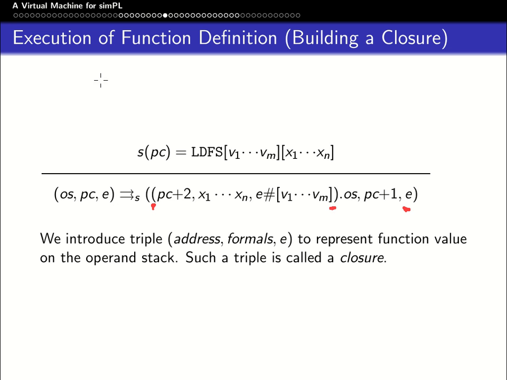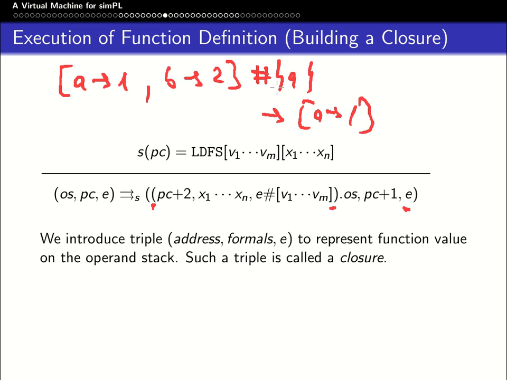So if I had an environment, let's say variable A maps to 1 and variable B maps to 2, and I want to say hash the set A, then what I keep from here is just A1. It means that I'm not interested in anything else but A. And it's clear why, because all those other symbols don't appear in the function, so why carry them with me? It would be inefficient.